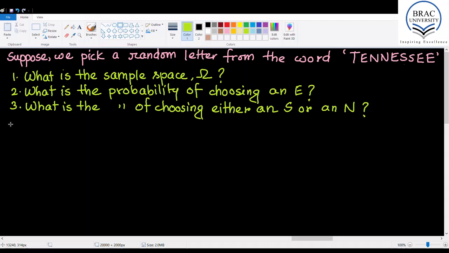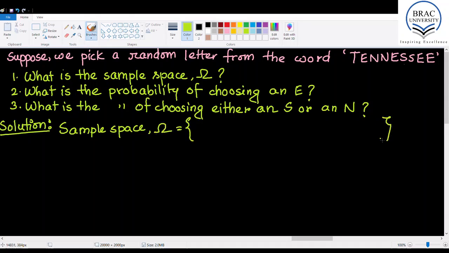All right, so to solve this problem, we have to determine the sample space. The experiment here is to pick a random letter, right? That's the experiment. So the sample space, let's say it's omega, will cover all the possible ways to choose a letter from this 9-letter word.